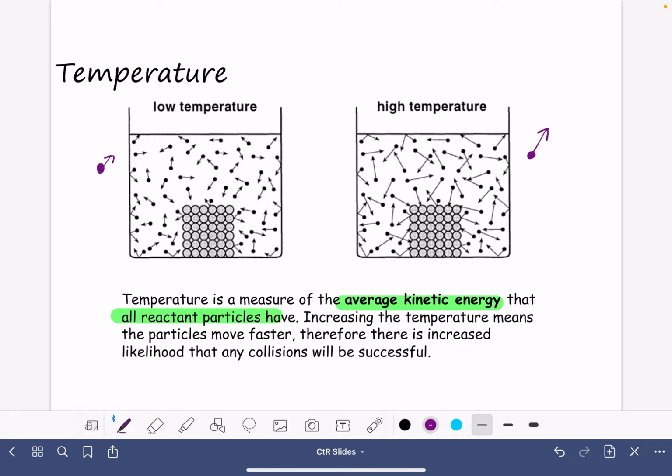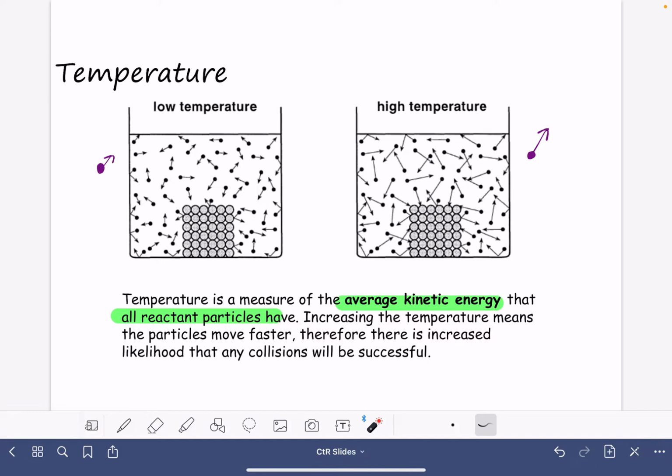But what we want to understand is that the size of this arrow is the average size. Some of them will be smaller, some of them will be larger, but on average, this one here on the left is the low temperature where the particles are moving a bit slower than in this one here where they're moving a lot faster. They've got a lot more energy. Increasing the temperature means that all the particles are moving faster. They've got more kinetic energy. Therefore, there's increased likelihood that any collisions will be successful.